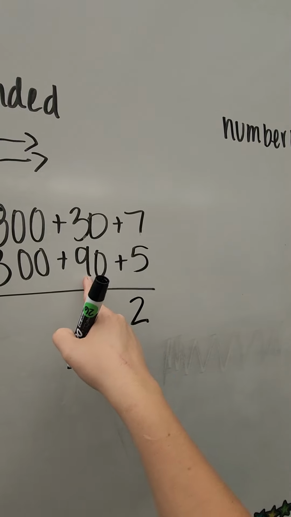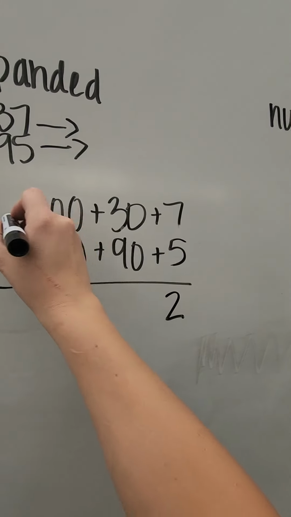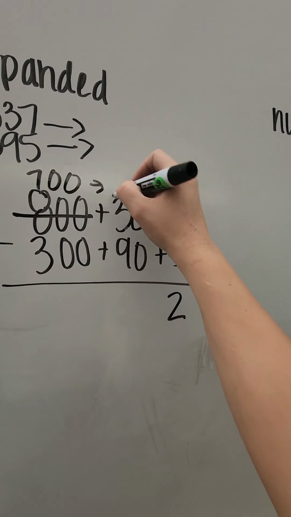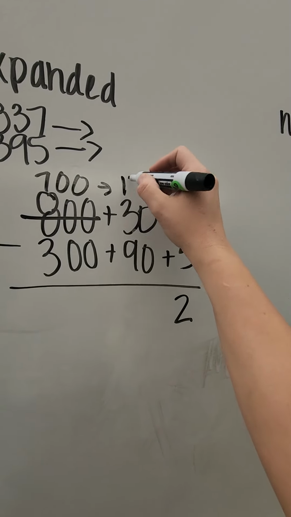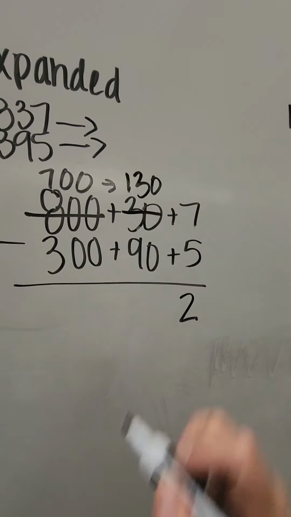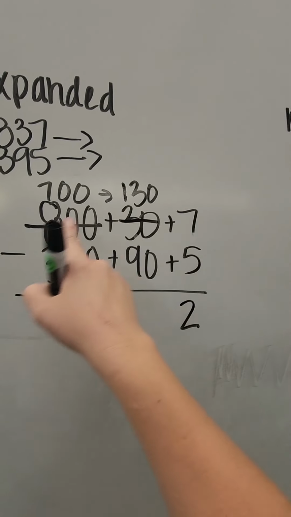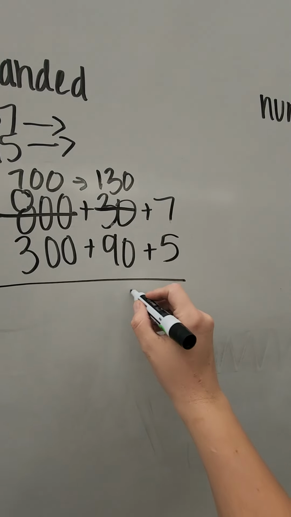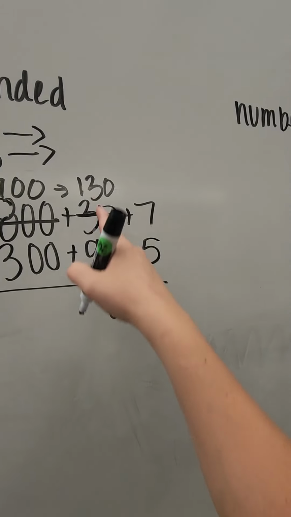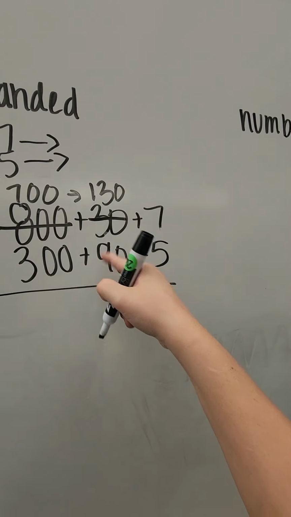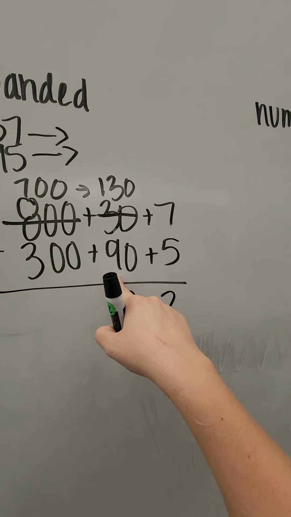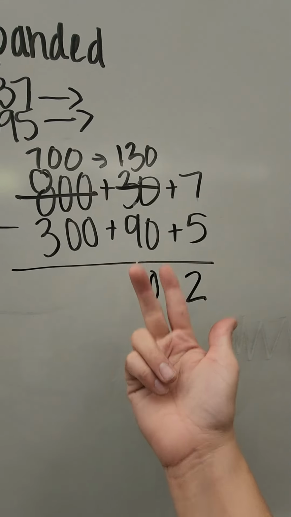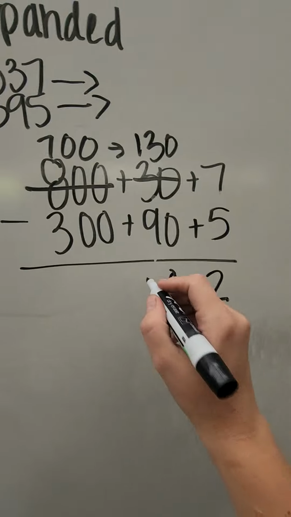30 minus 90, you can't do that. So you need to make this into 700 and make this 100 plus 30, which is 130. Now I could do 130 minus 90. So 0 minus 0 is 0. And then 3 minus 9, I can't do that, but I can do 13 minus 9. So I go 9, 10, 11, 12, 13. So that's 40.